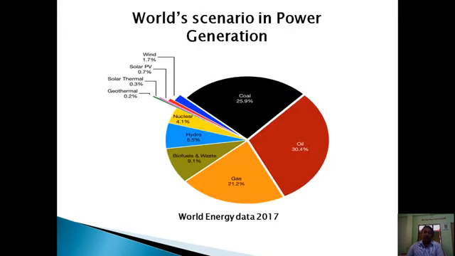Now coming to the world scenario in power generation, you can see in this pie chart that coal contributes 25.9 percent, oil 30.4 percent, gas 21.2 percent, biofuels and waste 9.1 percent, hydro 6.5 percent, nuclear 4.1 percent, geothermal 0.2 percent, solar thermal 0.3 percent, solar photovoltaic 0.7 percent, and wind 0.17 percent.